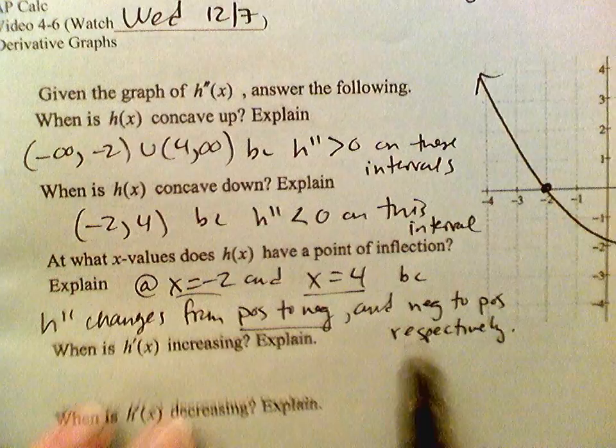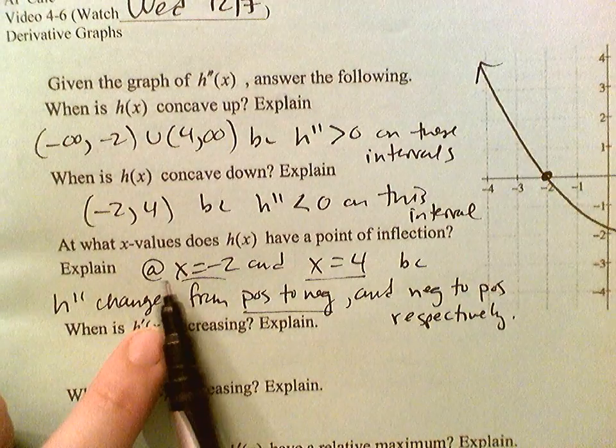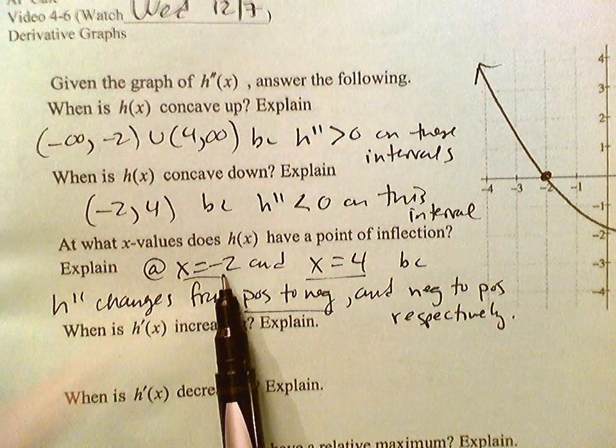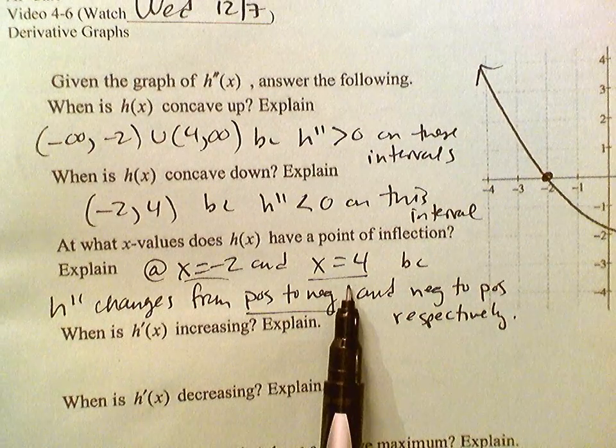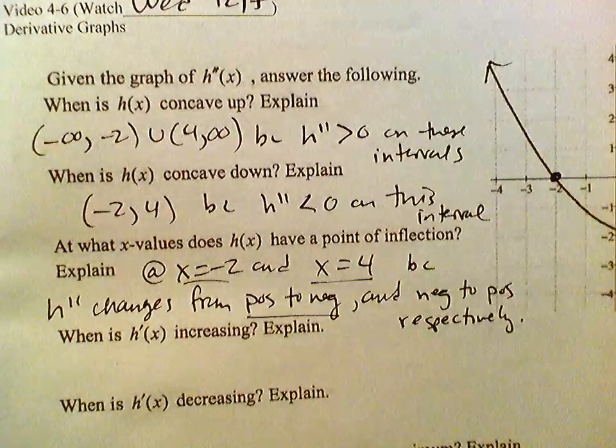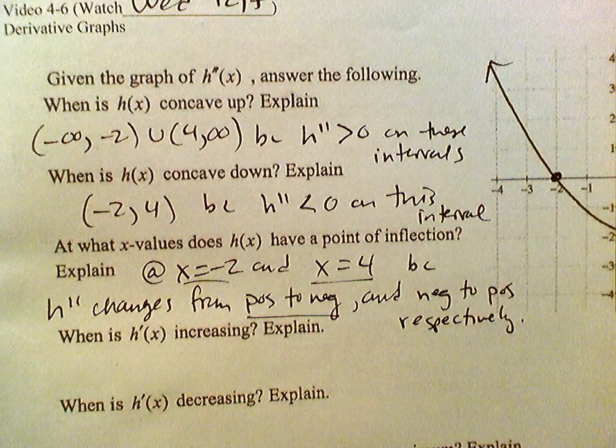Okay, or you don't have to use respectively. You could say x equals -2 because h double prime changes from positive to negative, and x equals 4 because h double prime changes from negative to positive. If that's easier for you to say, that's fine.